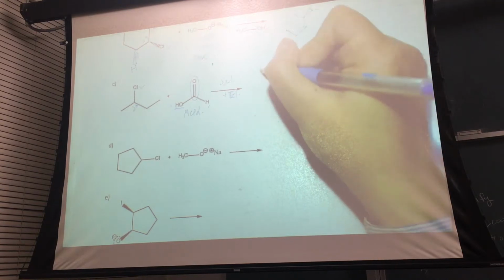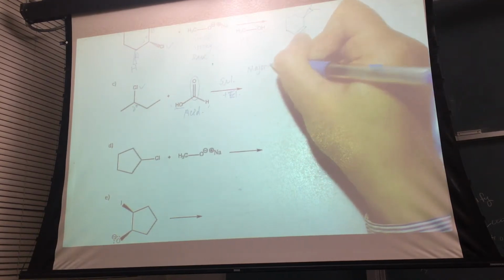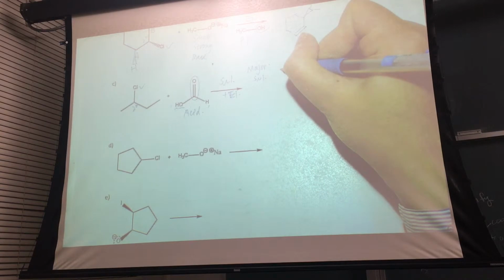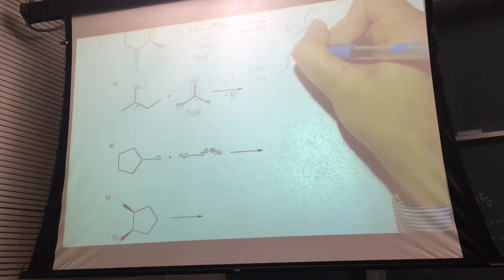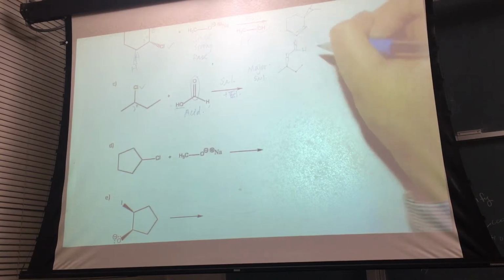So, first, major. SN1, the product looks like this. So it's going to be racemic, so it's going to have 2. And this.